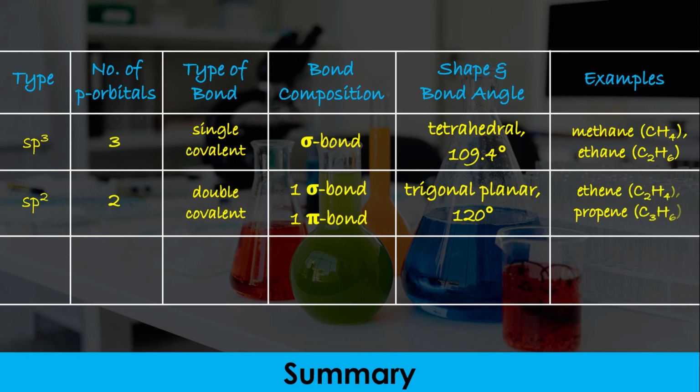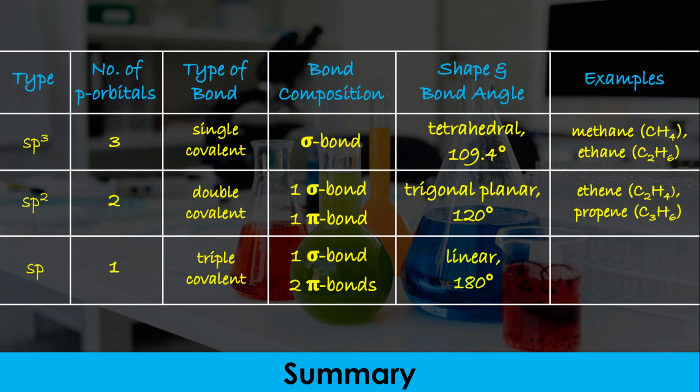Alkenes are examples of compounds that exhibit sp2 hybridization, while sp hybridization occurs from the mixing of one s orbital and one p orbital and results in the formation of triple bonds made up of one sigma bond and two pi bonds. The molecule that exhibits an sp hybridization is linear in shape and has a bond angle of 180 degrees. Examples are the alkynes.